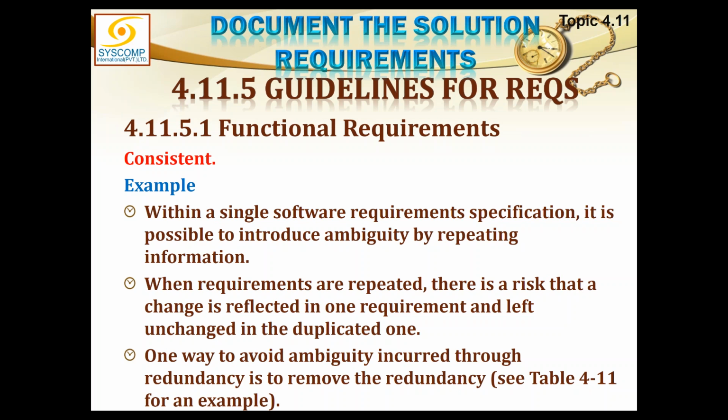Within a single software requirement specification, it is possible to introduce ambiguity by repeating information. When requirements are repeated, there is a risk that a change is reflected in one requirement and left unchanged in a duplicated one. One way to avoid ambiguity incurred through redundancy is to remove the redundancy. If something is causing confusion, you stop using that term.